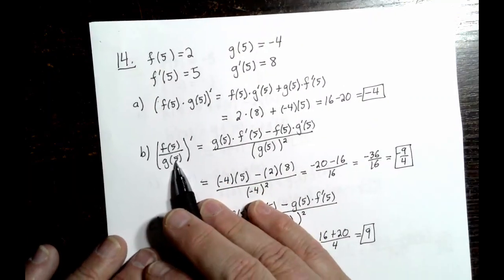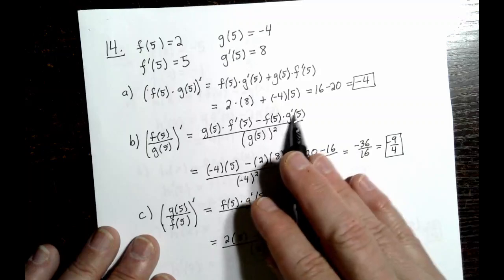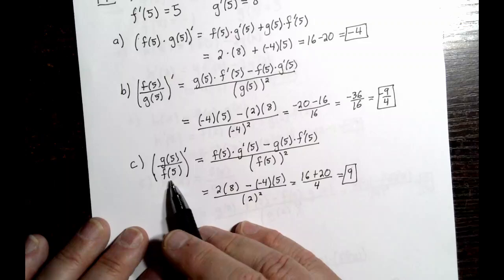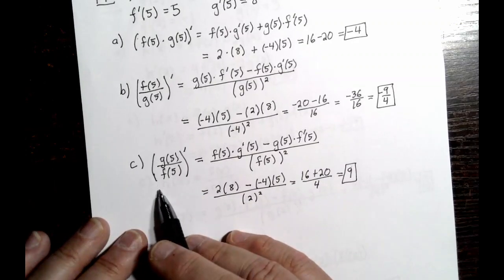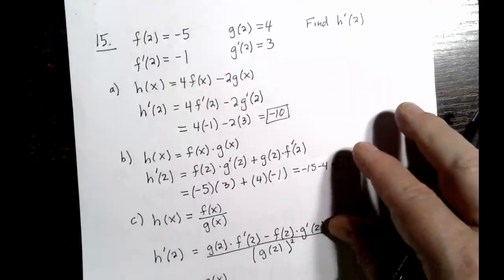Then f of 5 over g of 5 derivative, you get the bottom, derivative of the top, minus top, derivative of the bottom, over the bottom squared. And again, plug in all the numbers you know. And same thing with just g on the top and f on the bottom. It's the same concept, it's just a slightly different answer.